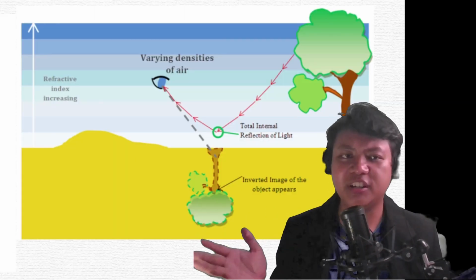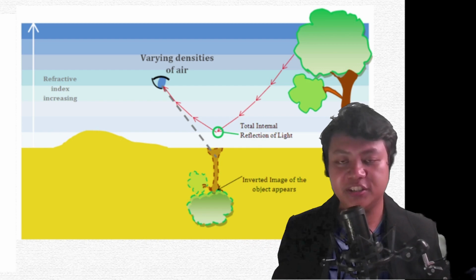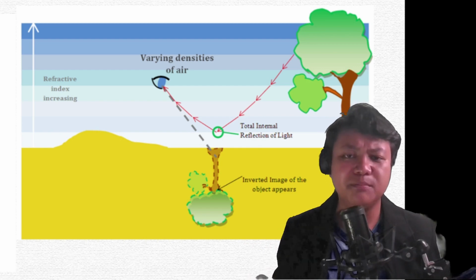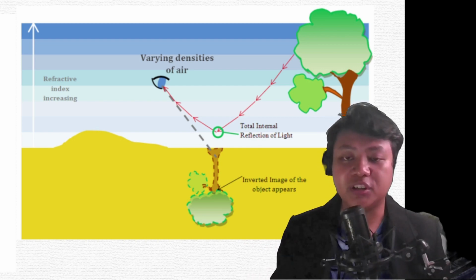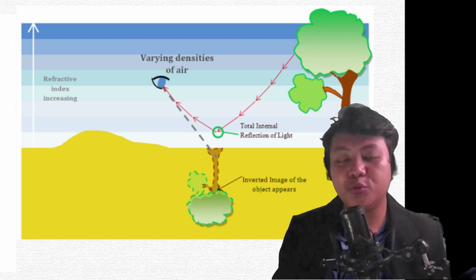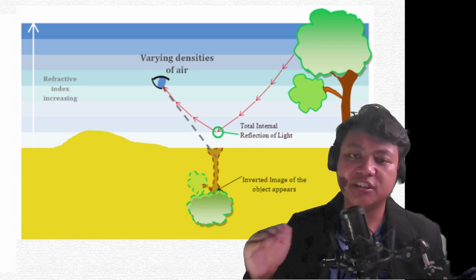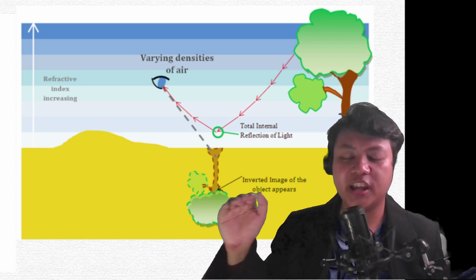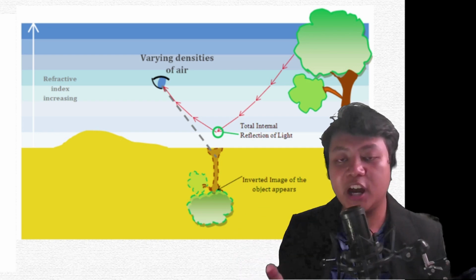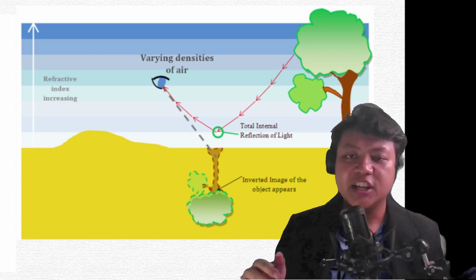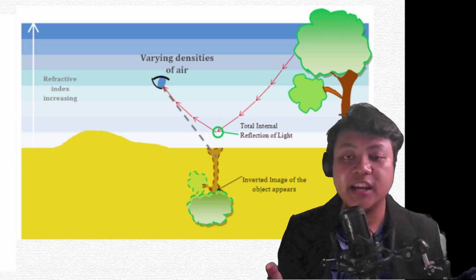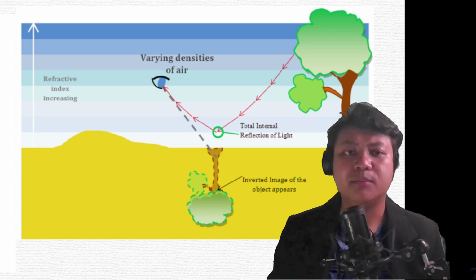Also on hot days, you can see mirages. So how do mirages happen? As the air above the ground heats up, the hot air has lower density than cold air, thus forming layers of cold and hot air on top of the ground. From those layers, total internal reflection can happen, thus forming mirages.